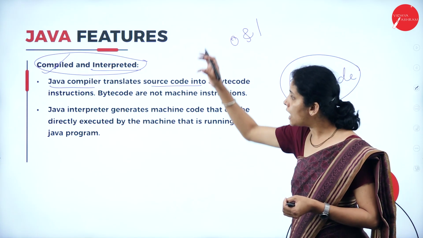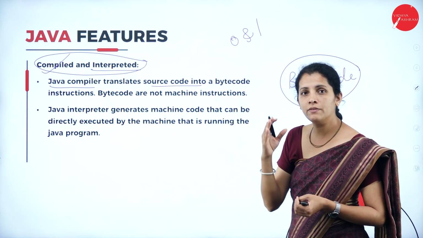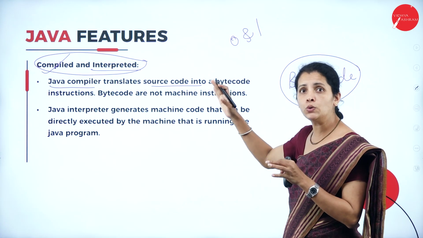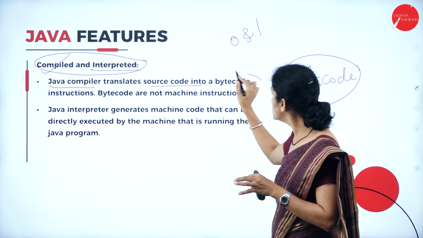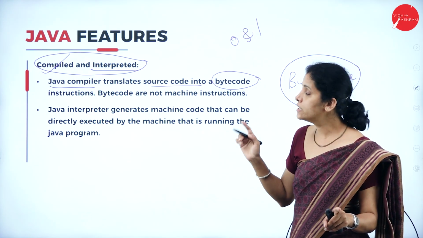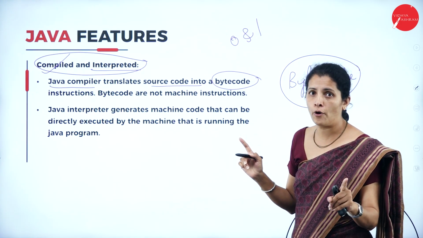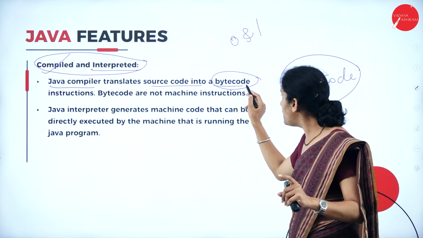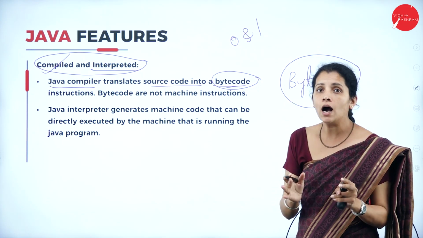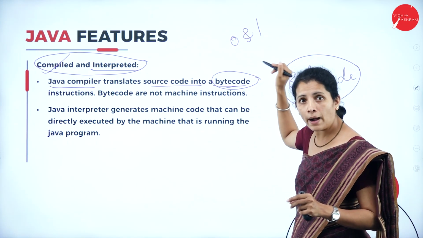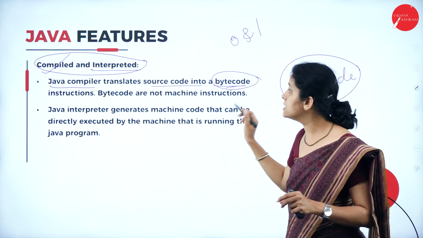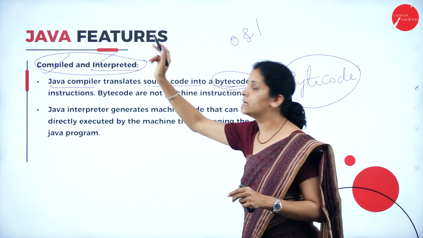So here, the Java compiler is responsible for translating the Java program into byte code. This byte code is not machine code. Dear student, just remember this point that this byte code is not machine code. Now I want to convert this byte code into machine code. For that reason, I'm going to use an interpreter.